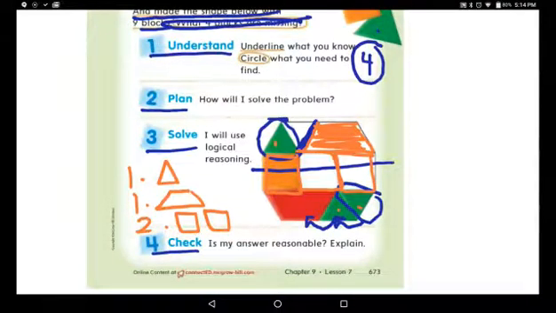Great job. We're done with this page. Now, how can you check your work? You can check it by explaining to your mom how you drew it and how you found the missing four blocks. You need to use reasonable answers. Okay? Great job, guys. Put a very little star for yourself and move to the next page.